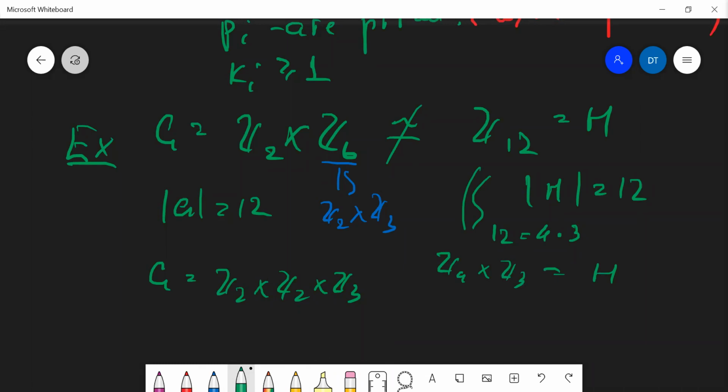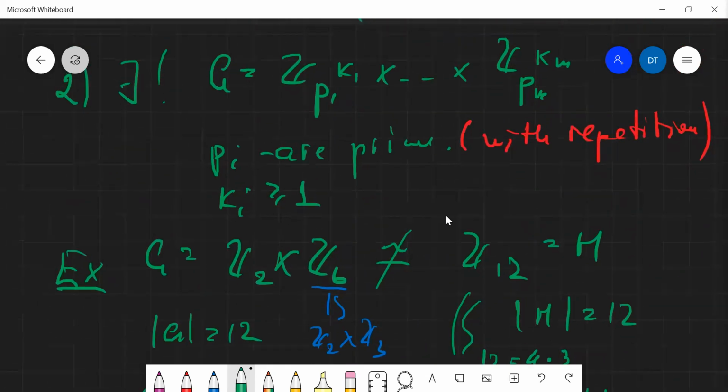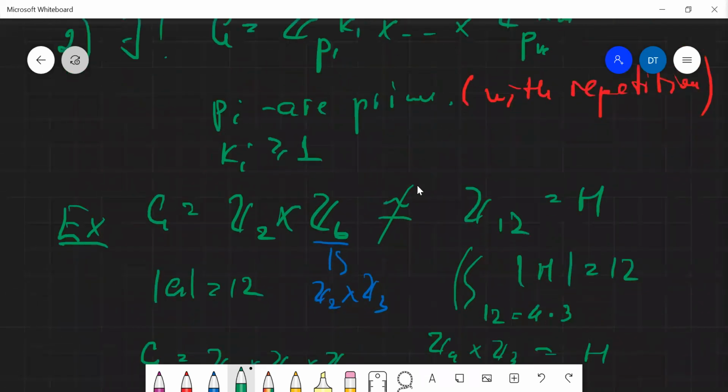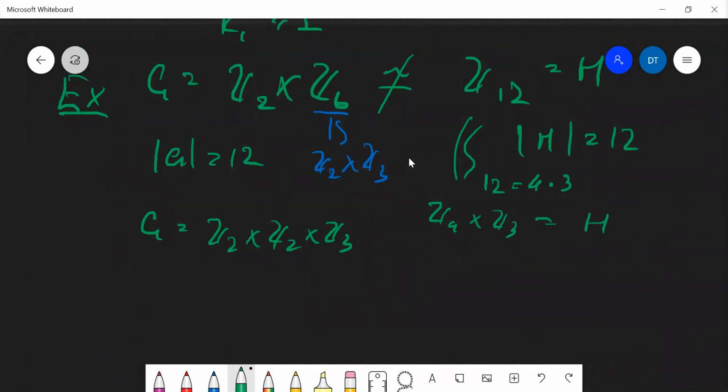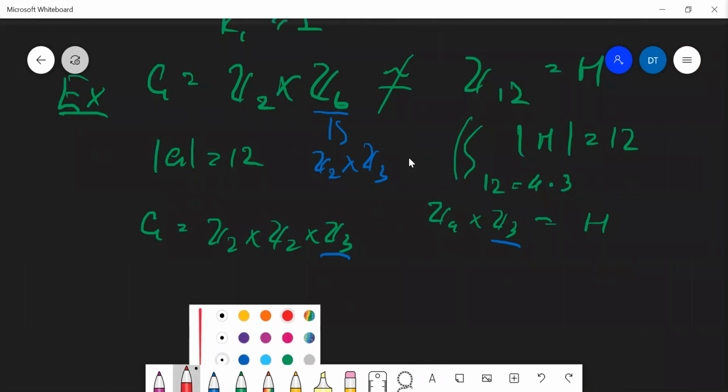But as you can see here also, Z4 and Z3 are cyclic, and the order of each cyclic group is a power of a prime number, 2 to the 2 and 3 to the 1. And this is the second form from the previous claim, which is this. And as you can see, they are also different. So here you have one factor Z3, but the other part is different.